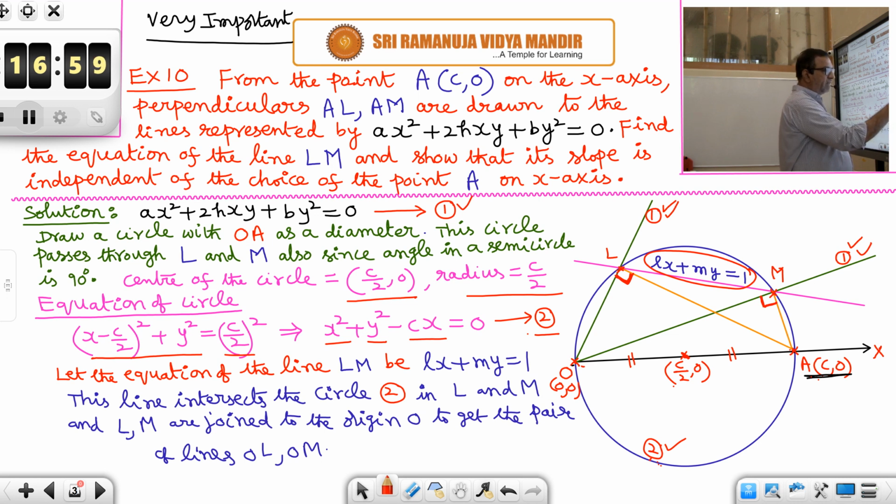So the points of intersection are joined to the origin. You get the pair of lines what? OL, OM. So if a curve is intersected by a straight line and the points of intersection are joined to the origin, you know how to find the equation to the pair of lines OL, OM. So the pair of lines OL, OM is obtained by homogenizing the equation of the circle with the help of the equation of the line. So let us go to the next page.